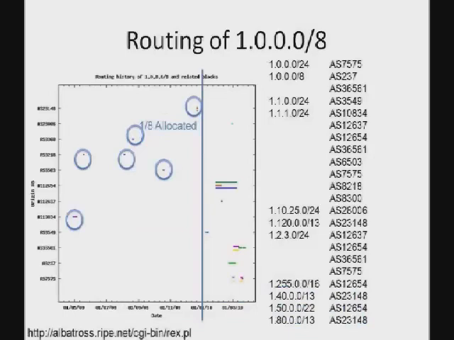Here's a summary chart from their Albatross tool, which shows advertisements from the 1/8 subblock. The blue line shows when the 1/8 was actually allocated, and the x-axis is the entire month of January. You can see there are several BGP announcements dealing with address space from the 1/8 just popping up in the BGP tables.